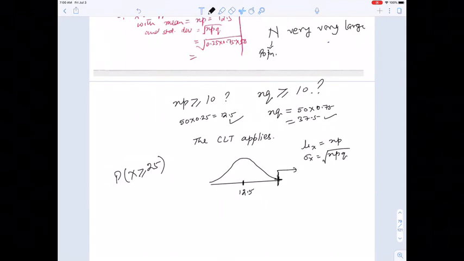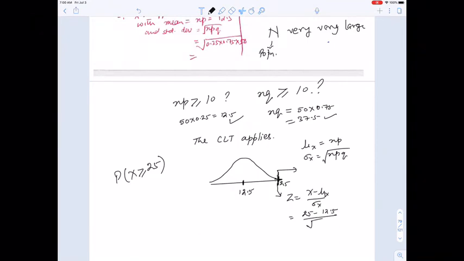Because it's approximately normal, we can convert this into Z. Z is equal to X minus mu over sigma, so mu X, sigma X. X is 25, mu X is 12.5, and sigma X is the square root of 50 times 0.25 times 0.75. So let's do this math.